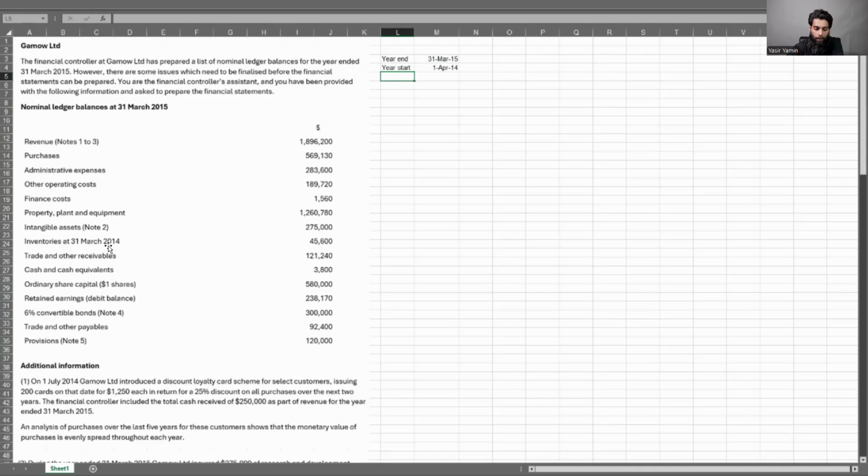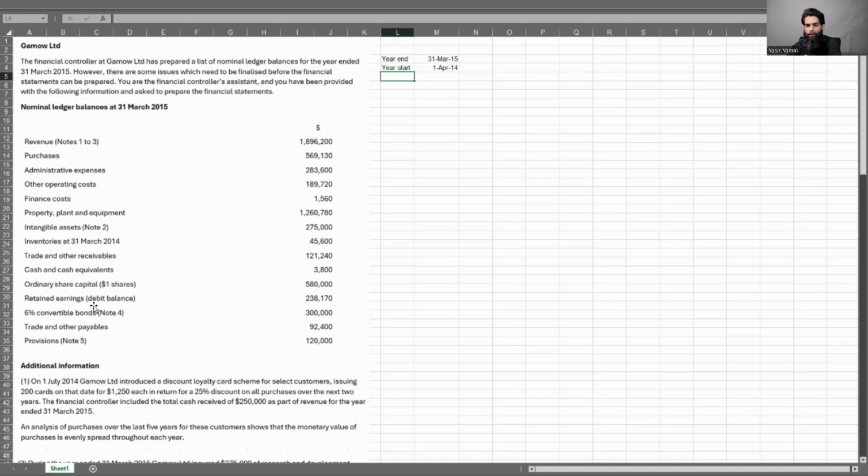There are inventories at 31st March 2014 of 45,600. Most of you might have guessed it by now. These are inventories at 31st March 2014, whereas your year end is 31st March 2015, which means the inventories given to you are opening inventory. Exactly. Trade and other receivables 121,240, cash and cash equivalents 3,800, ordinary share capital 580,000, retained earnings 238,170, but this is a debit balance.